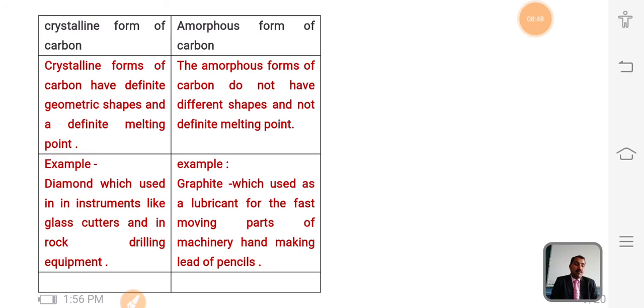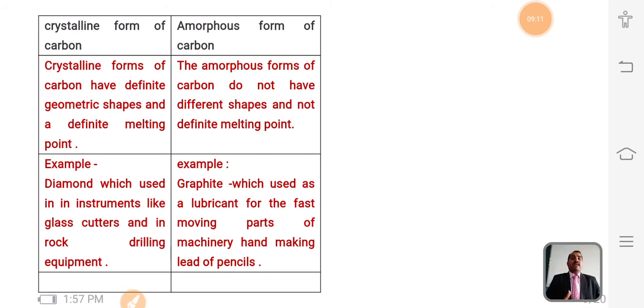It has a sparkling brilliance due to its high refractive index. Understood, my dear? Since diamond has a high refractive index, it is brighter as compared to others. That is why we can use it in jewelry also.